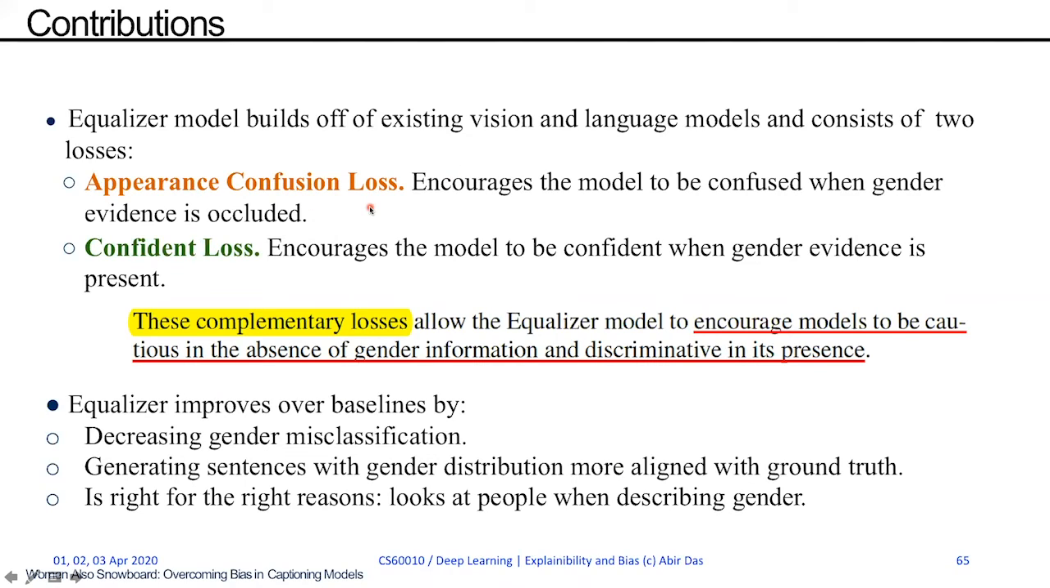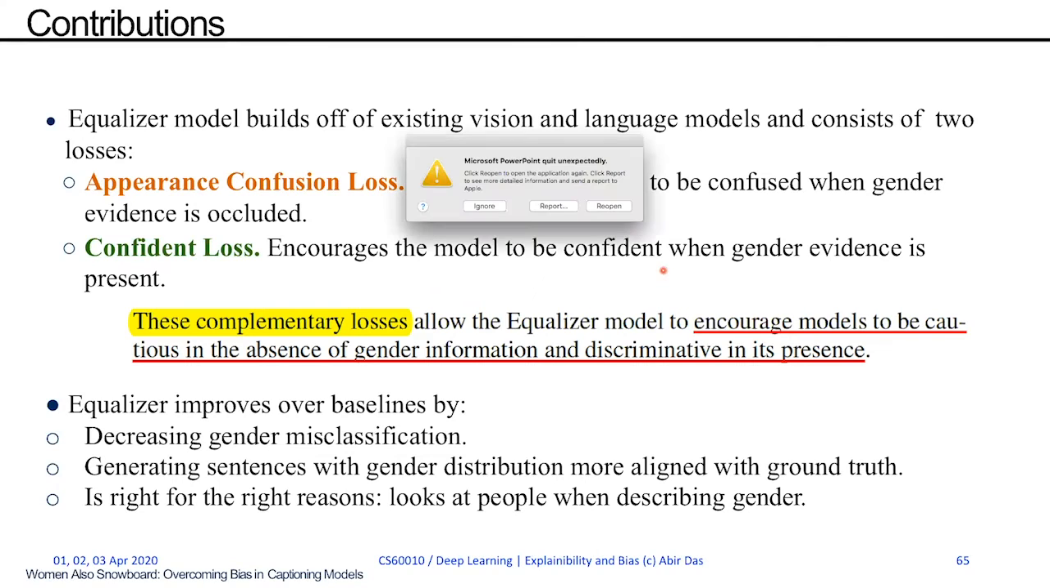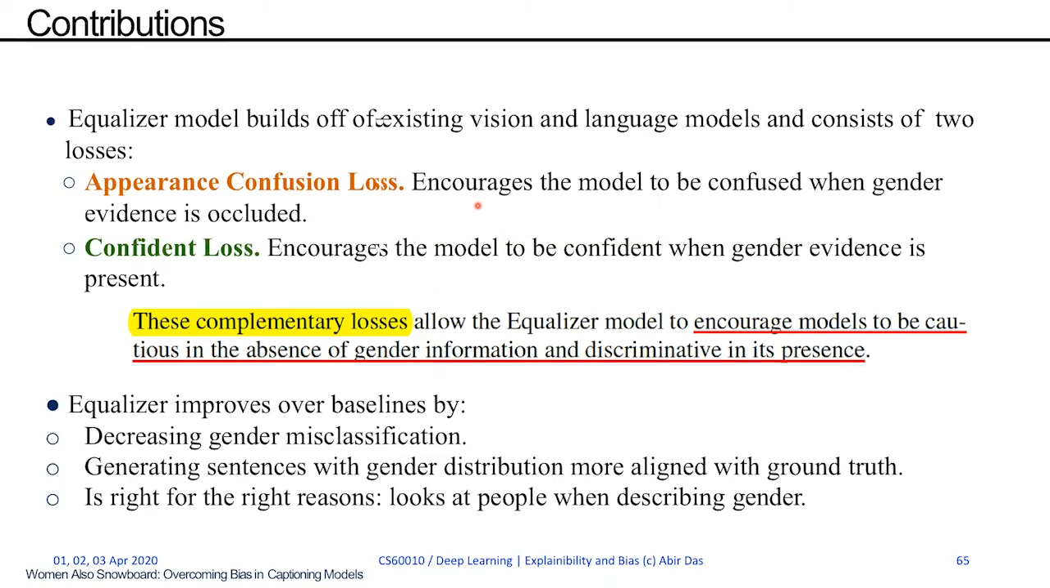So this has two losses we have seen. One is the appearance confusion loss, which encourages the model to be confused when the gender evidence is occluded, and one is the confident loss, which encourages the model to be confident when the gender evidence is present. So it has two components of the loss.